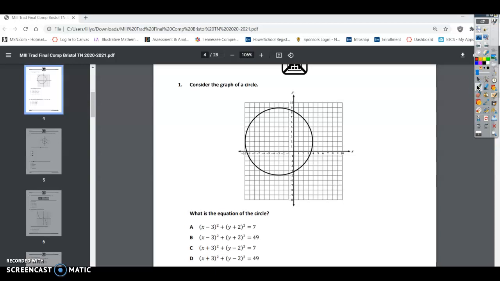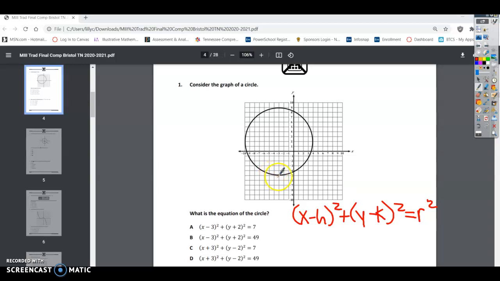All right, so if you remember the equation of a circle, let's just go ahead and write that down. It's going to be (x minus h) squared plus (y minus k) squared equals your radius squared. All right, so first thing we need to do, let's find the radius here.